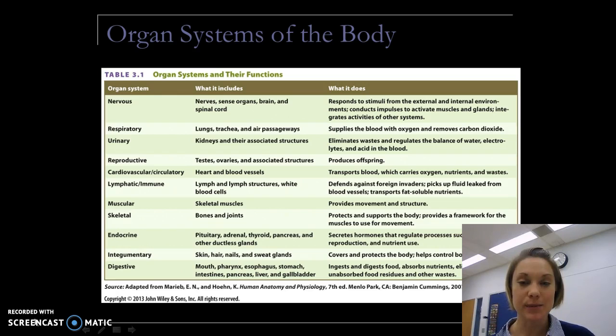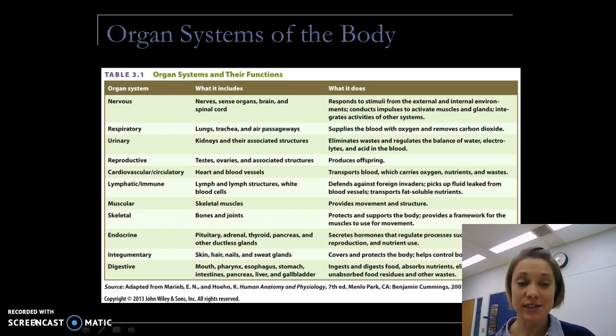Our endocrine system secretes hormones that regulate a variety of body processes, and actually regulate our hunger and our fullness signals and how much fat gets stored and whether or not we can reproduce. Vitamin D is actually a hormone that's also a nutrient as well. The integumentary system includes our skin, hair, nails, and sweat glands. They cover and protect the body and help control body temperature.